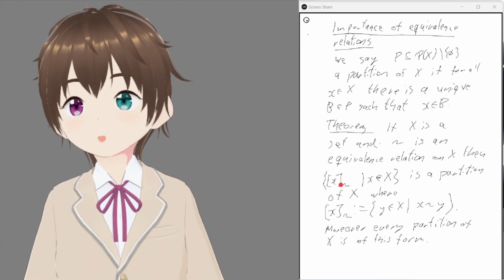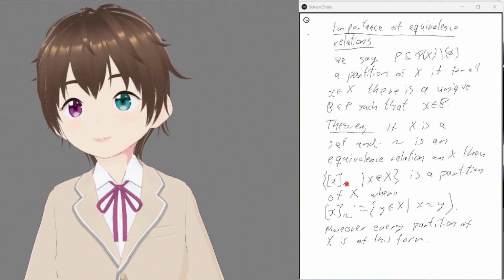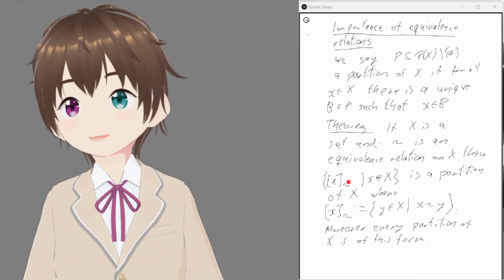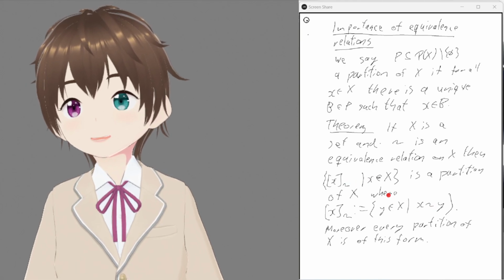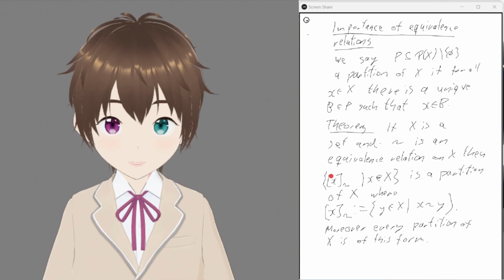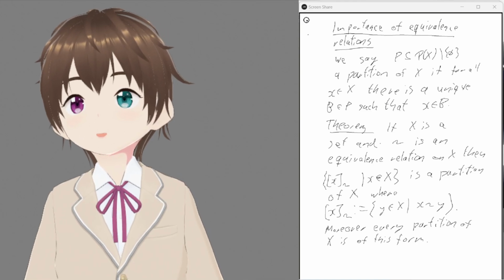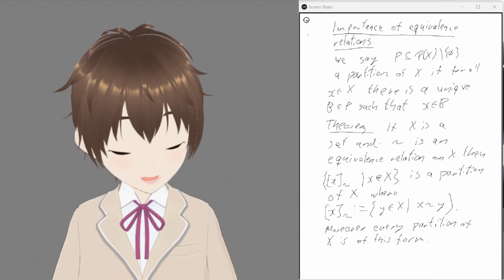If a thing is in two of these, then we can prove that they're actually the same set. We can show that all the elements of one equivalence class are in the other equivalence class using the transitive rule and the symmetric rule. So basically, these things will be either disjoint or the same, which is what the condition here says if you think about it. Yeah, I won't bother to write out the proof of that.